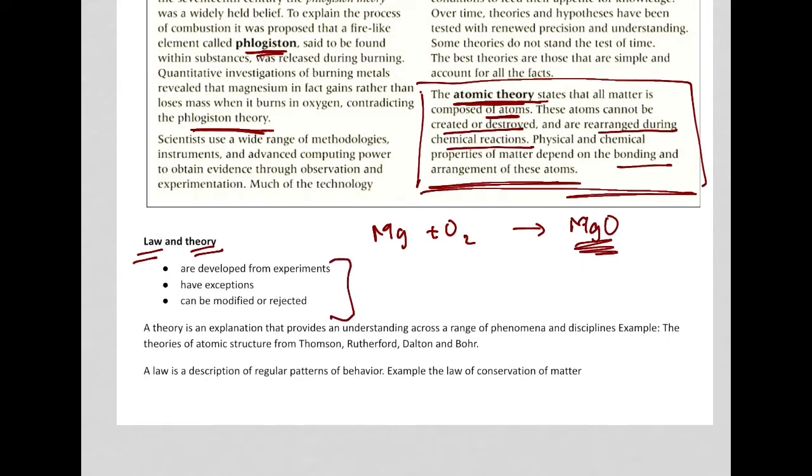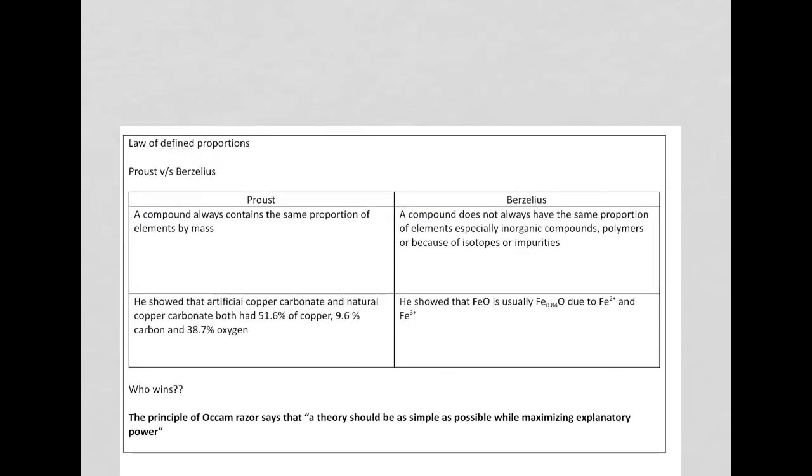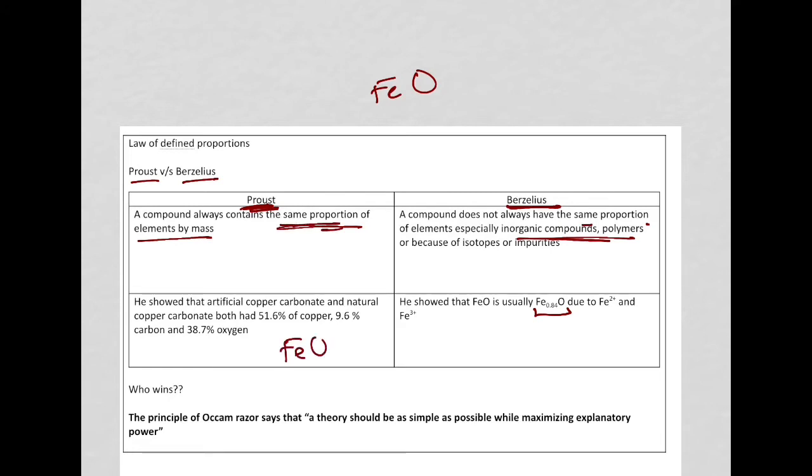And both of them are developed from experiments, both of them have exceptions, and both of them can be modified or rejected. Now, let's see the law of defined proportions by Berzelius and Proust. So these two scientists came up with observations. Proust said that a compound always contains the same proportion of elements by mass, while Berzelius says that a compound does not always have the same proportion of elements, especially in inorganic compounds. So what Berzelius is actually saying is that when we're looking at, let's say, a compound iron(II) oxide, FeO, it's not always going to be FeO. So you can have odd proportions, right? And Proust, on the other hand, said that you're going to have the same proportion, so FeO all the time.